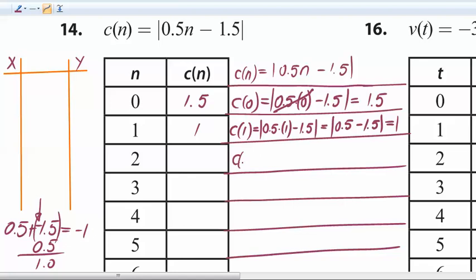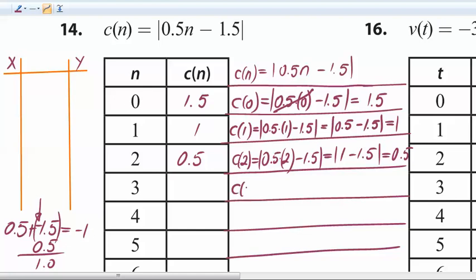C of 2. The absolute value of 0.5 times 2 minus 1.5, everything in absolute value. What equals? Well, 0.5 times 2 will be 1, I'm sorry. Minus 1.5 will be negative 0.5, in absolute value will be 0.5. Right? So you get 0.5.